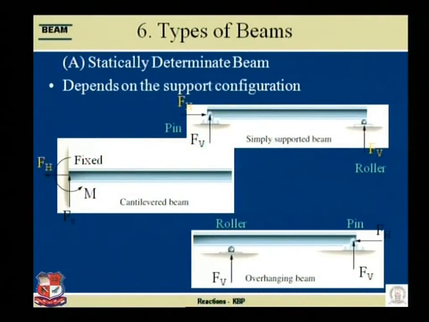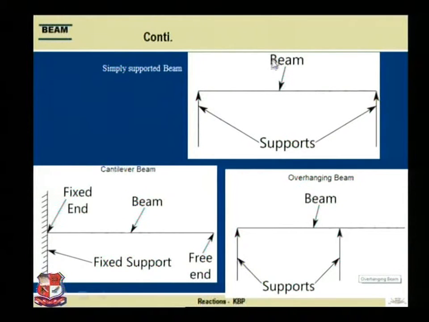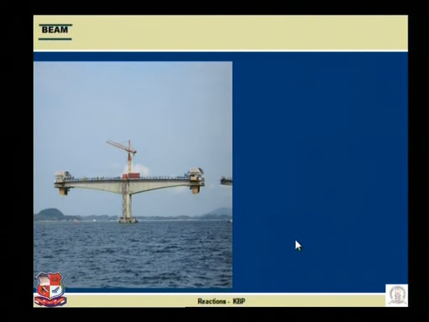Next, see the examples of how we can draw the beam. Simply supported beam, 2 reactions are generated over here because of the supports. Fixed, this is the cantilever beam, this is the fixed end. Be careful, this is the free end and this is the overhanging beam. Practical examples, see overhanging, span is over here, support is over here.